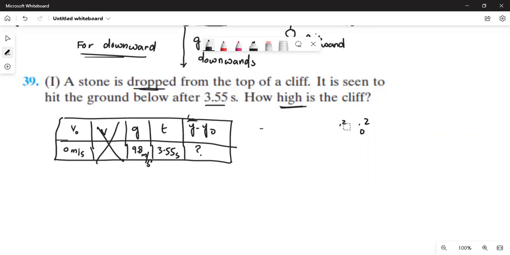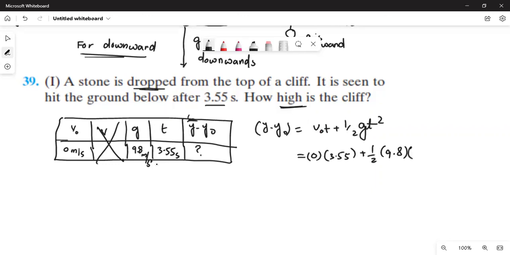The second one is y minus y naught is equal to V naught t plus half a t squared. So I will use y minus y naught is equal to V naught t plus half g t squared. To find y minus y naught, V naught is 0 multiplied by the time 3.55, plus half g, which is 9.8, into the time 3.55 squared. First of all, when 0 is multiplied by something, it will become 0. So the first part is 0, and y minus y naught is equal to 0 plus half times 9.8 times 3.55 squared.